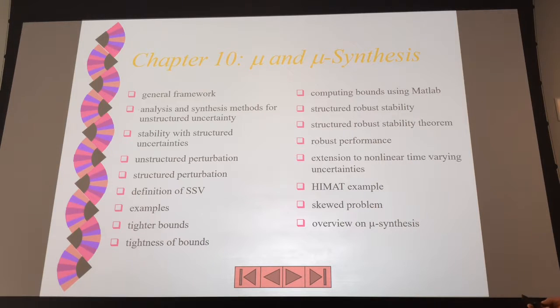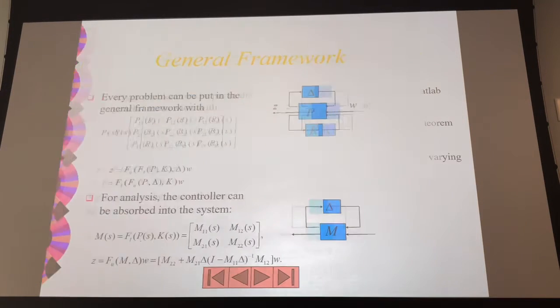Then we talk about what mu synthesis is. We talked about unstructured uncertainty; I think this part is already done. Now we are talking about structured uncertainty. So basically today we are going to spend time here, and then we finish. In the next 30 minutes we are going to focus on that. But before that, let's review what we have.